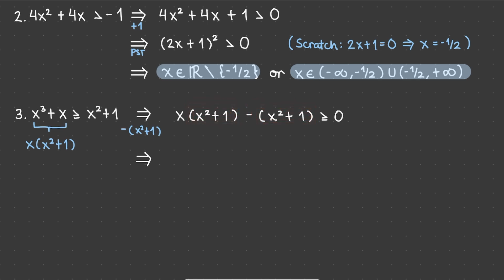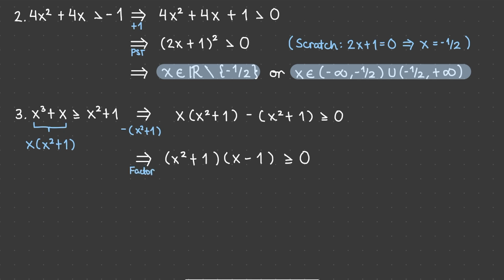So that's the reason why I did those factoring stuff. So observe that if we factor out x squared plus 1 out here, we'll be left with x minus 1. And this one is greater than or equal to 0. So what we did there was factor.